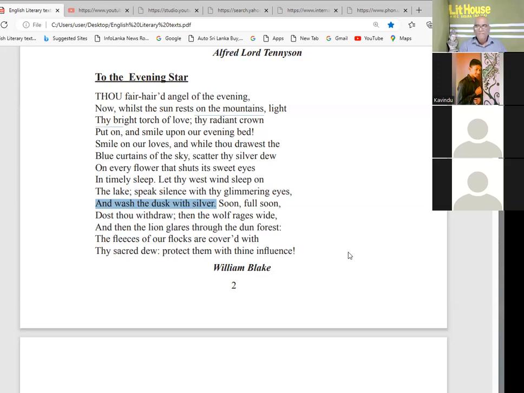Dusk is a symbol. What does it symbolize? Darkness, danger, evilness. Destroy evilness. With what? With silver. Silver means evening star, silver light.